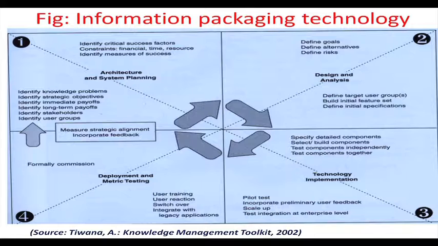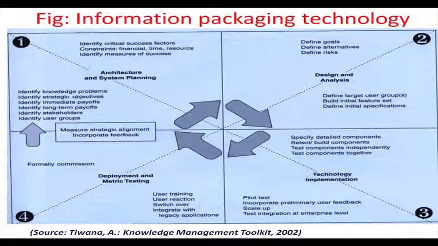At the architecture and system planning stage, what actually happens is you identify the success factors, the constraints in terms of finance and time, whether resources are available, and how we are going to measure the success of a KM system. Then you identify what kind of requirements are there in terms of knowledge, how it is related to our strategy, what the cost benefits are in terms of payoffs in the long term and short term, and who the stakeholders are who will be using this knowledge.